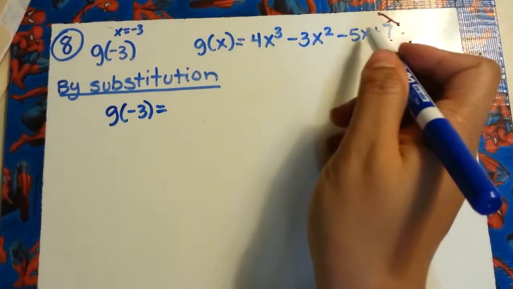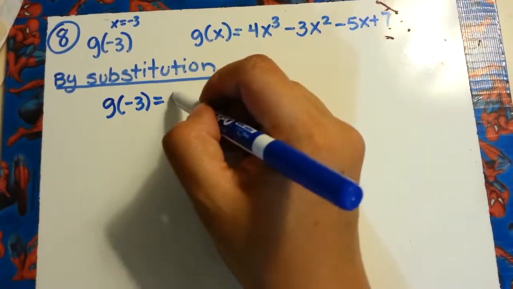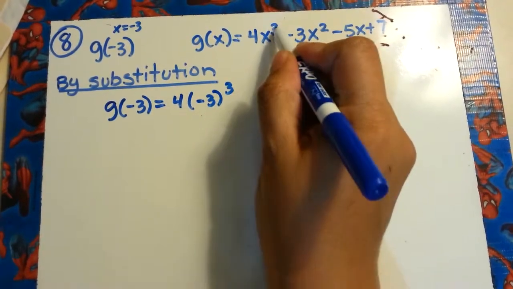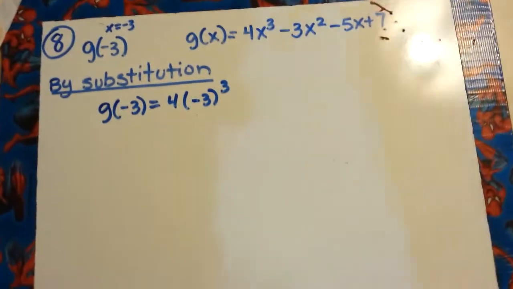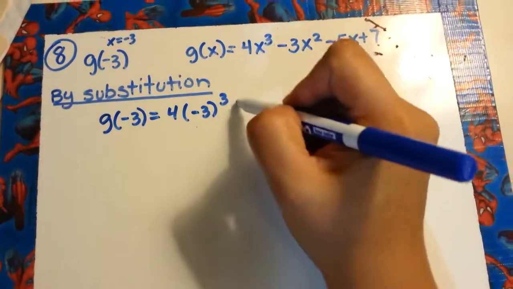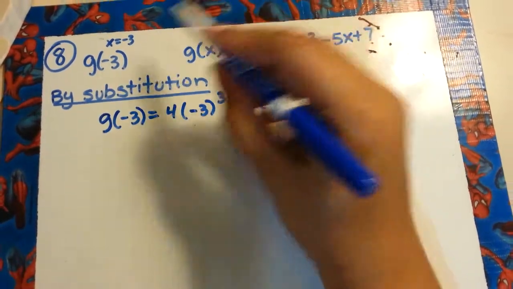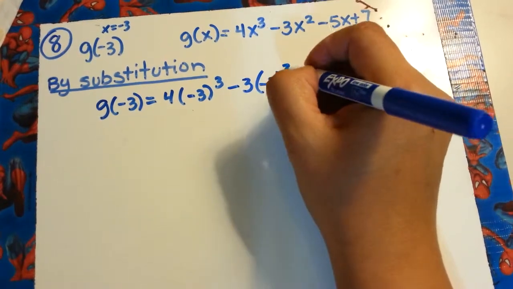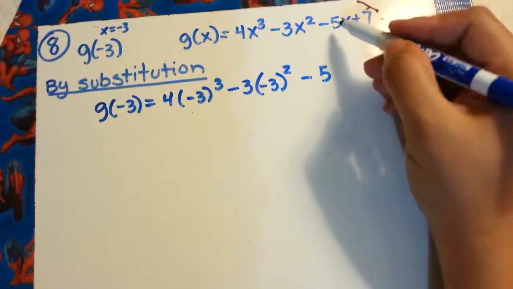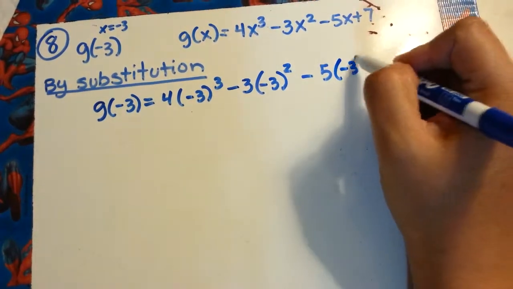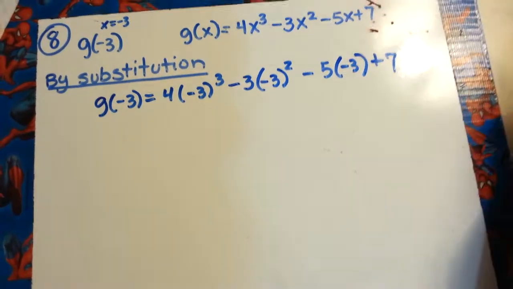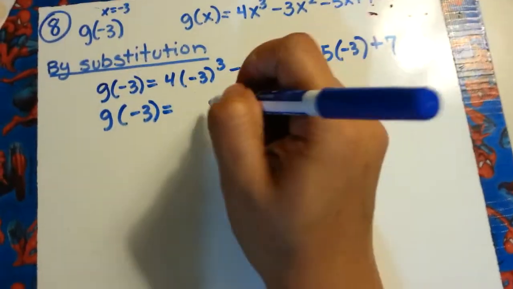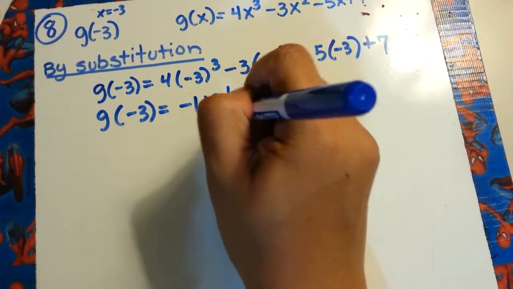And how do you do that? Well, you plug it into the polynomial wherever you see x. So it's 4 times, what is x? Negative 3. Cubed. Minus 3. What is x? And we're going to square it. Minus 5 times x. X is a negative 3 plus 7. And really, honestly, at this point, you just plug it into the calculator. You plug it in correctly, you get negative 113, and that's the answer.